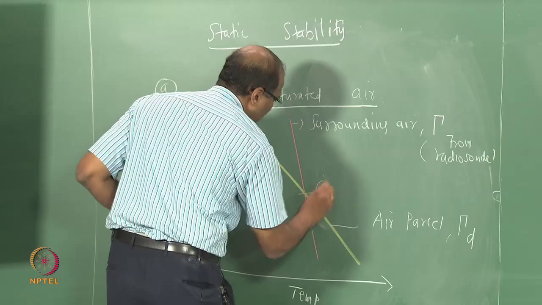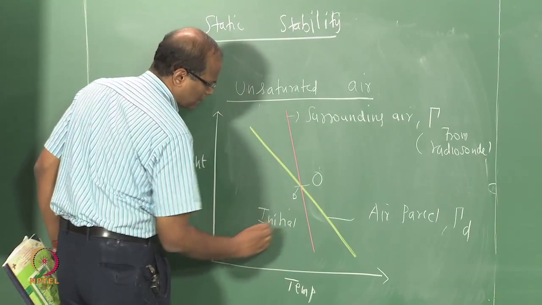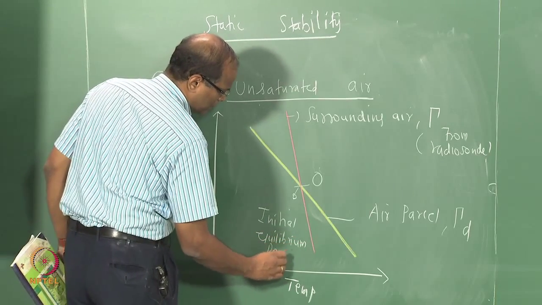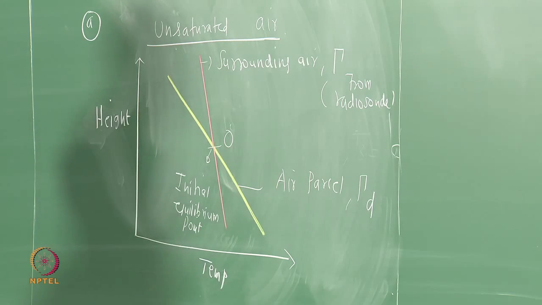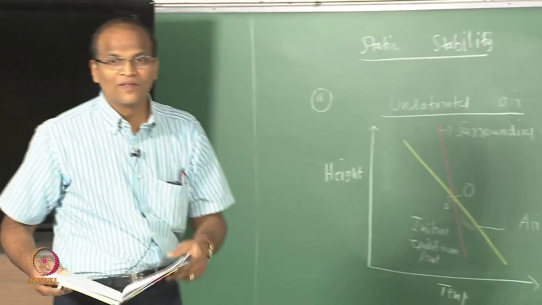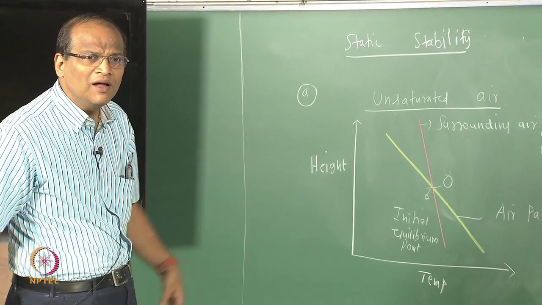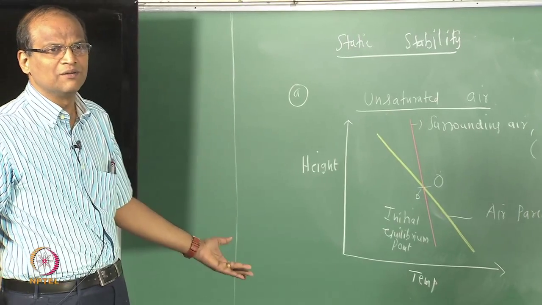Now, O is the initial equilibrium point. Now tell me gamma equal to gamma d, gamma greater than gamma d, gamma less than gamma d. No, no, I am giving you the slope. How can it be equal? Gamma greater than gamma d. How? This is height versus temperature, not temperature versus height.